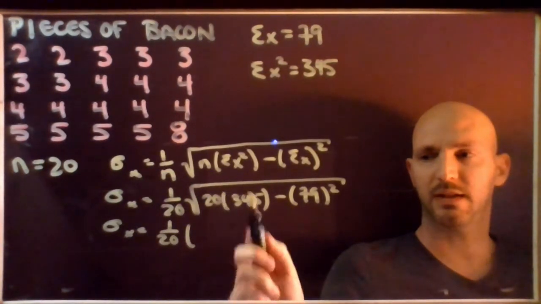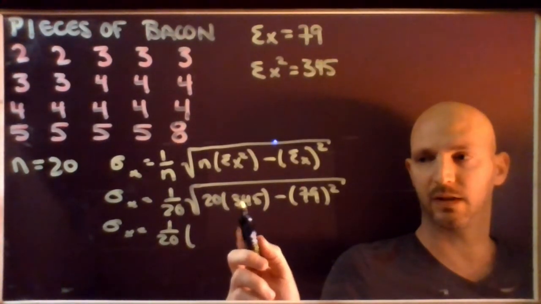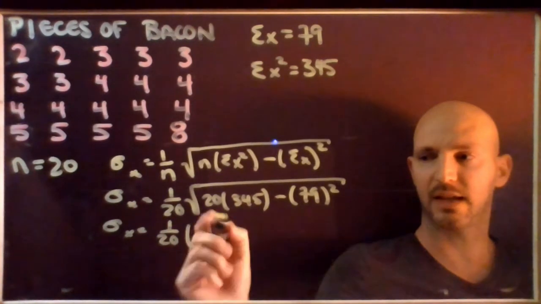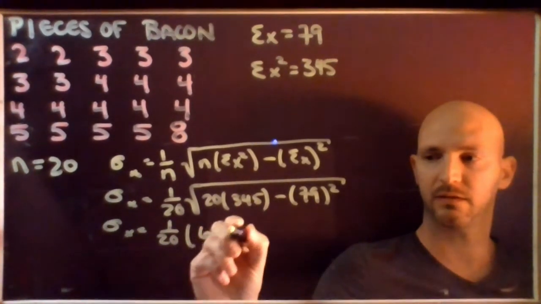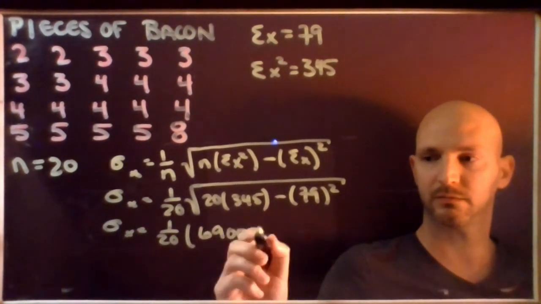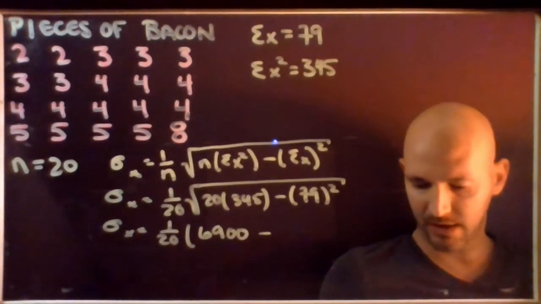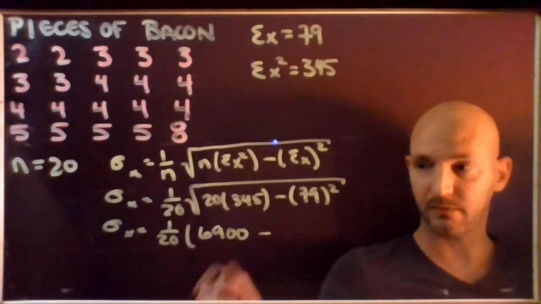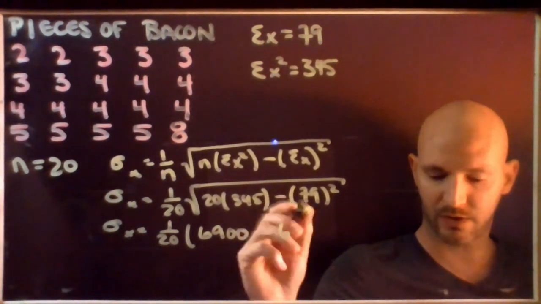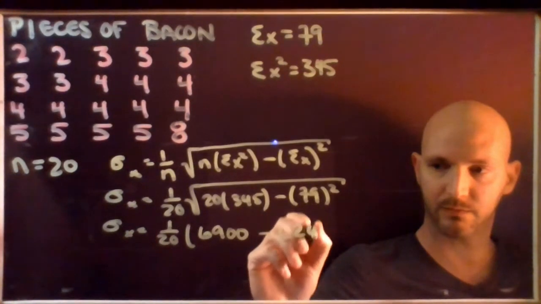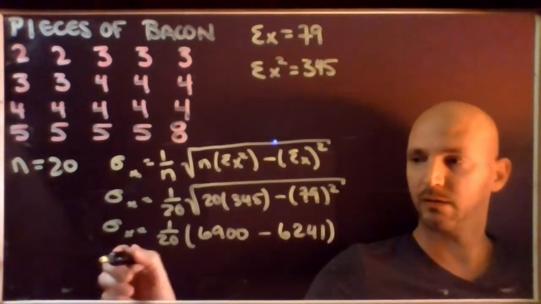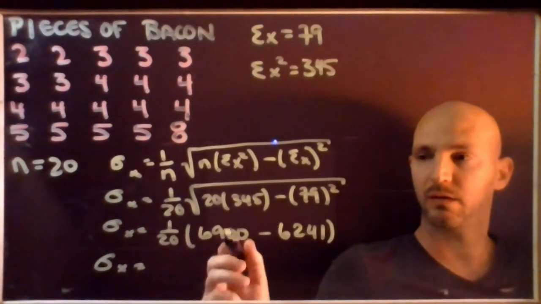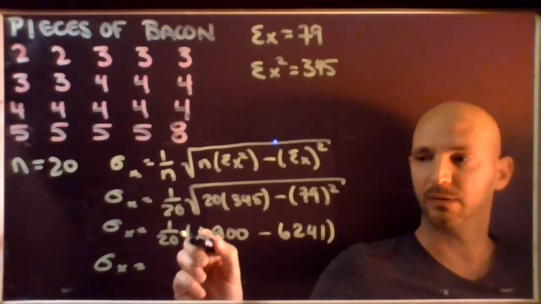20 times 345, 2 would be 600 and 6,900. And 79 squared, I'm going to cheat and use a calculator. Shh, don't tell anyone. Is 6,241. Oh, that should be in a square root.